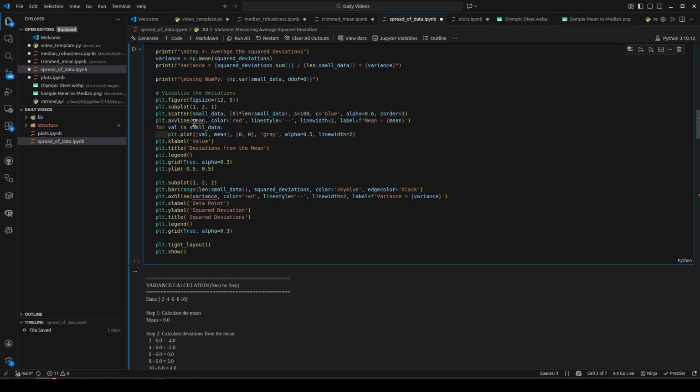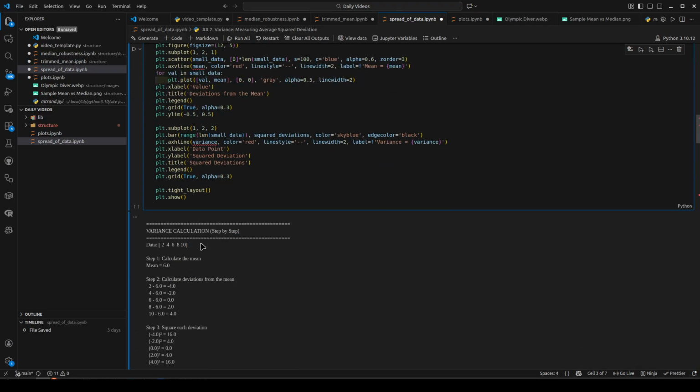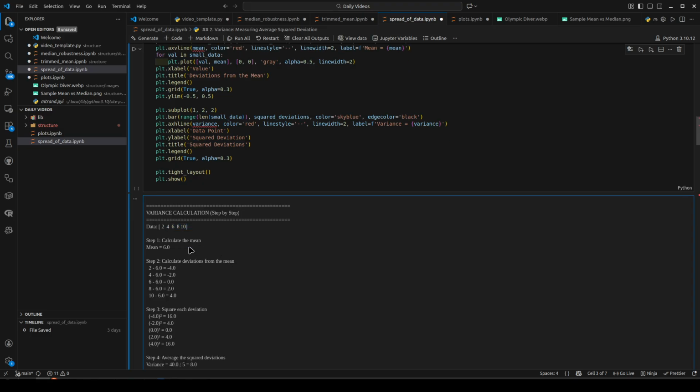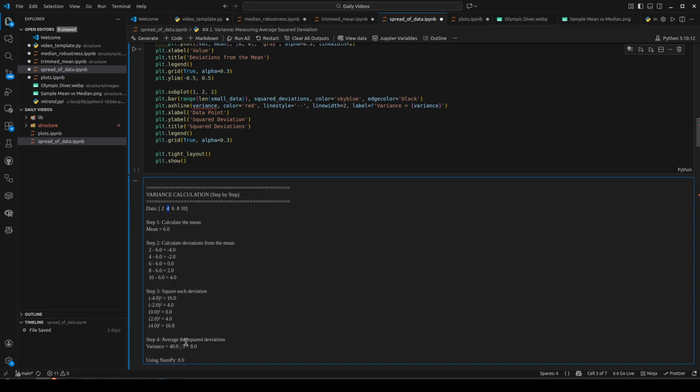So we'll go over here. So imagine we have this data set. We have 2, 4, 6, 8, and 10. First step you do is calculate the mean. And then for each point that we have here, you will subtract the mean from it, and then after that, for each of these points you square it, then you add them together, you take your sum, and you divide it by the number of values.